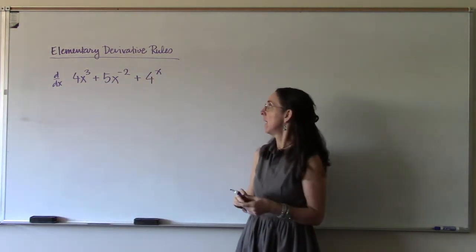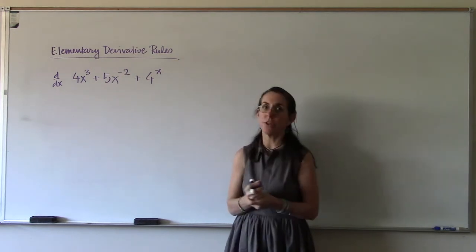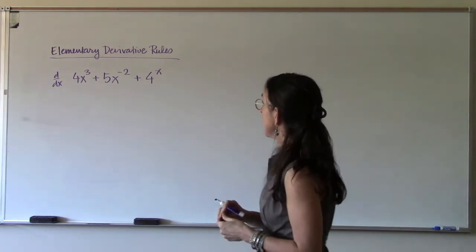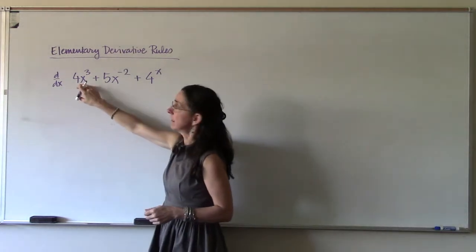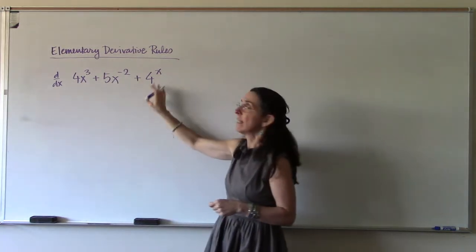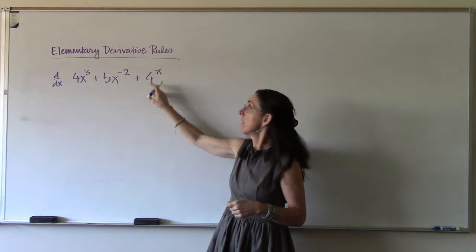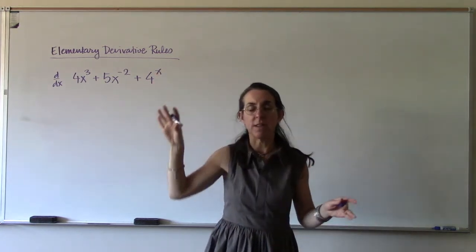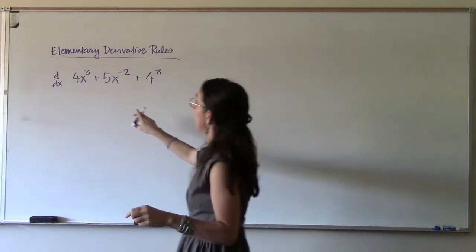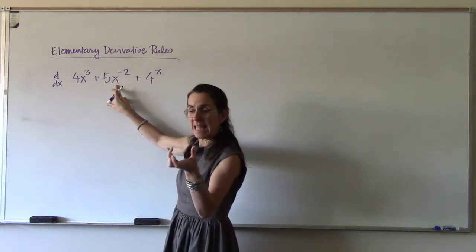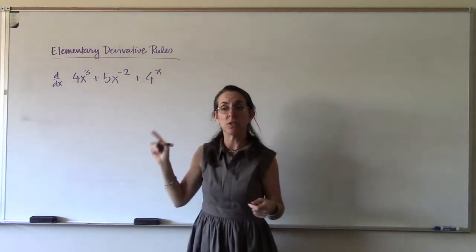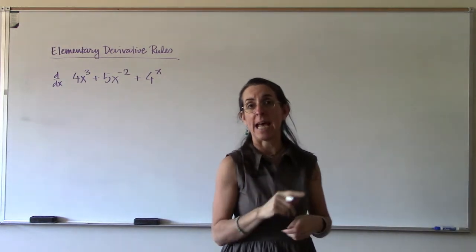So how about this one? Take the derivative of 4x cubed plus 5x to the negative 2 plus 4 to the x. This is a power rule problem. This is also a power rule problem. This is an exponential. The pull the power down to the front thing does not apply to the exponential. You can only do that when the x is here, when the x is in the base.